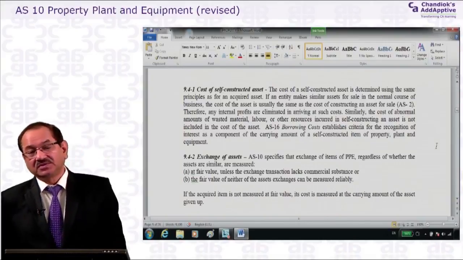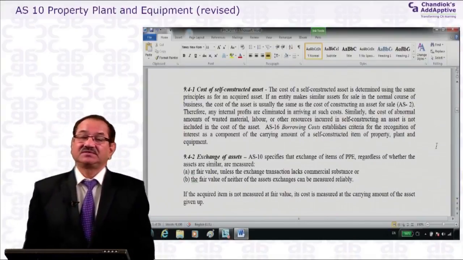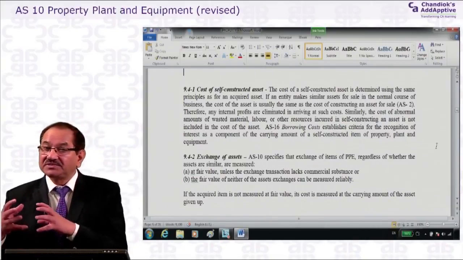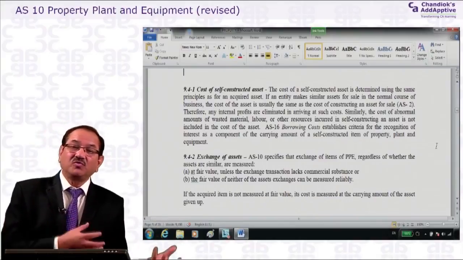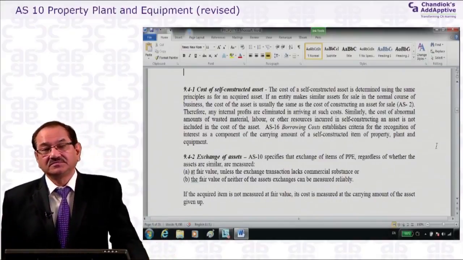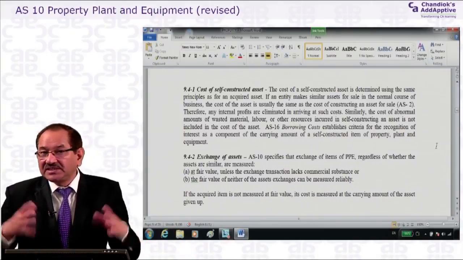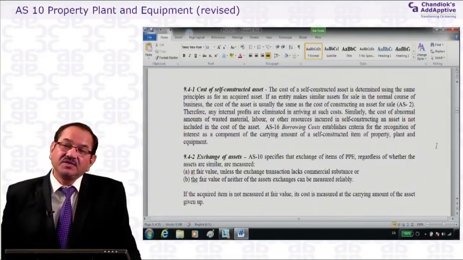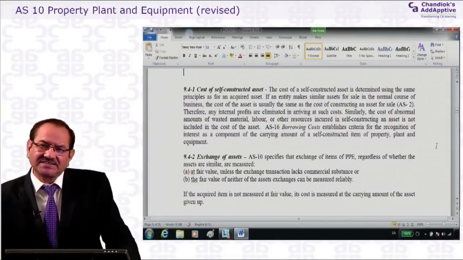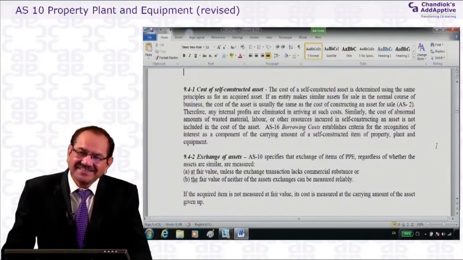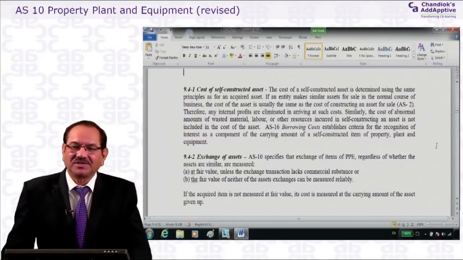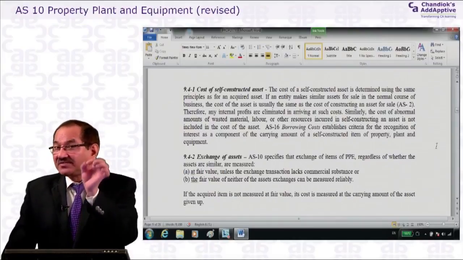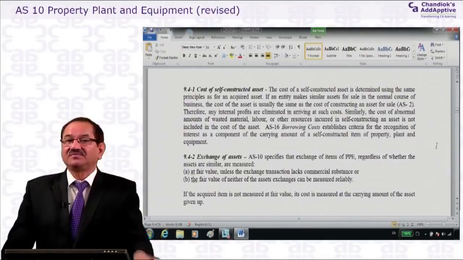But suppose there is commercial substance, but you don't know what is the value of this plant and machinery. You don't know what is the value of the building. You can't measure with reliability, with reasonable accuracy, the fair value of either of these two asset exchanges. Then they say that you can value it in another way other than fair value. But otherwise, it is always at fair value.